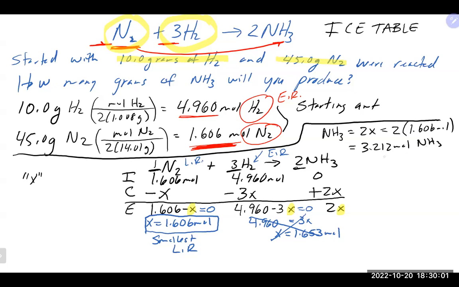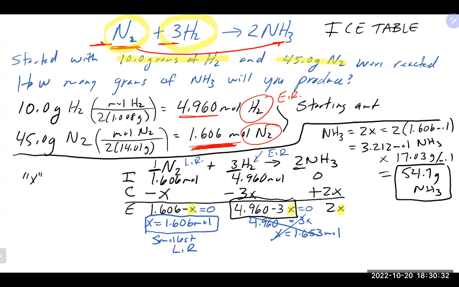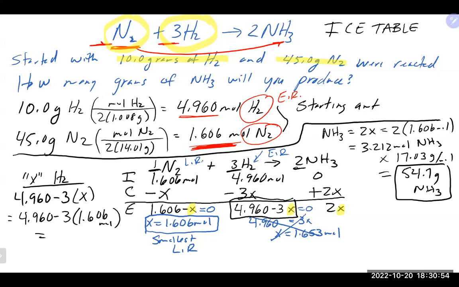Of NH3, which we could then obviously multiply by our molar mass of 17.03, right? Getting us 54.7, I think. The benefit of this is if I wanted my excess reagent, which is this guy, I can see from the table that my excess reagent is equal to 4.960 minus 3 times X. And this will tell me that 4.960 minus 3 times our 1.606 moles will tell us that we have left over what we saw there a second ago, hopefully. Looks like 0.142 moles, I think.